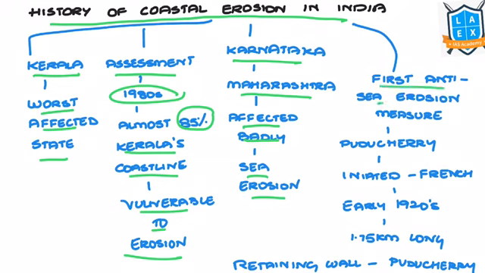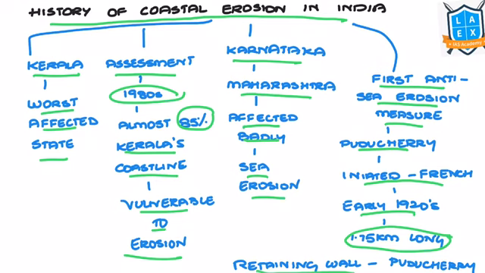The first anti-sea erosion measure in Puducherry was initiated by the French in the early 1920s with a 1.75 kilometer long retaining wall along the urban coastline in Pondicherry.